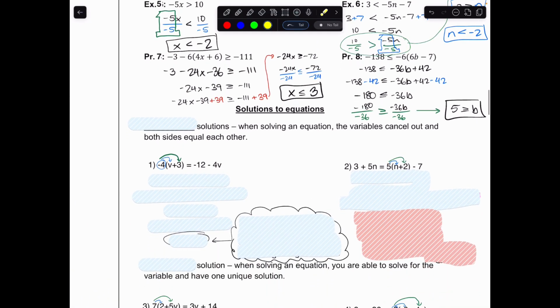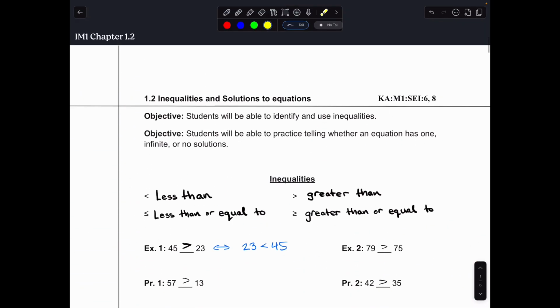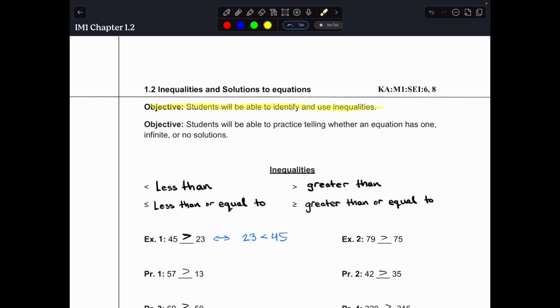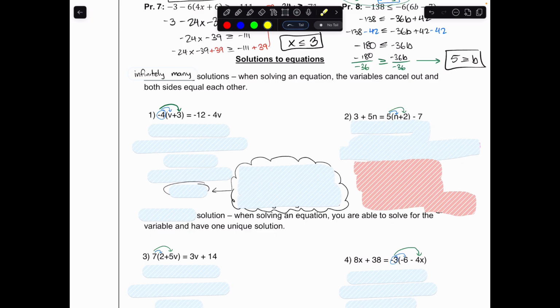All right. Now we're going to talk about solutions to equations. So remember, we had 2 objectives. We just talked about identifying and using inequalities. Now we're going to go back to equations, and we're going to talk about when there's one solution, infinitely many solutions, or no solution. All right, so that blank should say infinitely many. We have infinitely many solutions if this scenario occurs. If the variables cancel out and both sides are equal to each other. In other words, the variables cancel out, and we get a true statement.